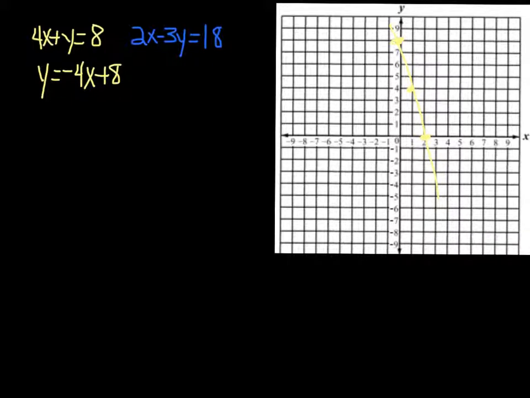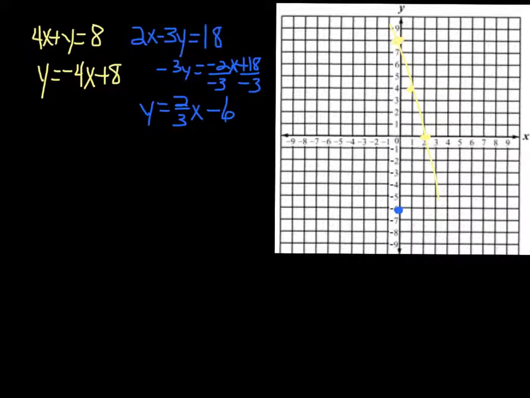When we look at our second equation, we need to solve for y, so we're going to move the 2x over, and that will leave us negative 3y equals negative 2x plus 18. Now we need to divide both sides by negative 3. So when we do that, we will have y equals negative 2 divided by negative 3, that's going to turn positive, that's 2/3 x. 18 divided by negative 3 is negative 6. So here, our y-intercept is occurring at negative 6.